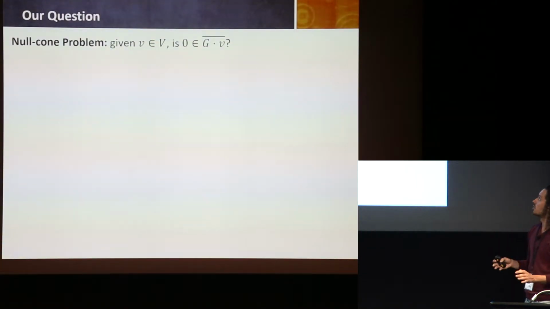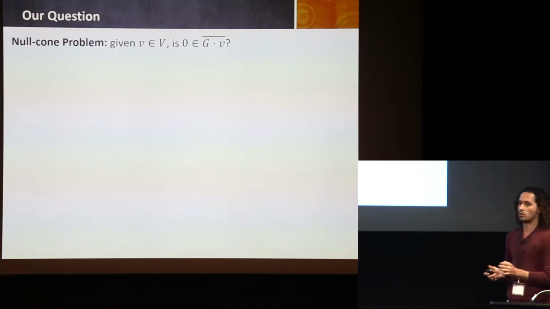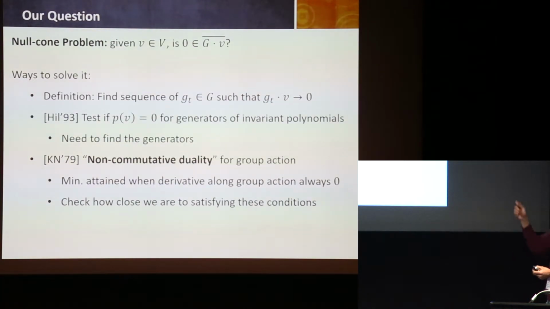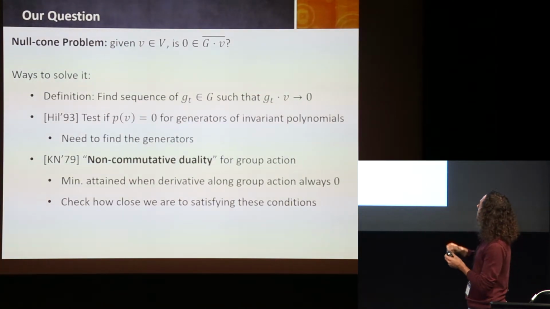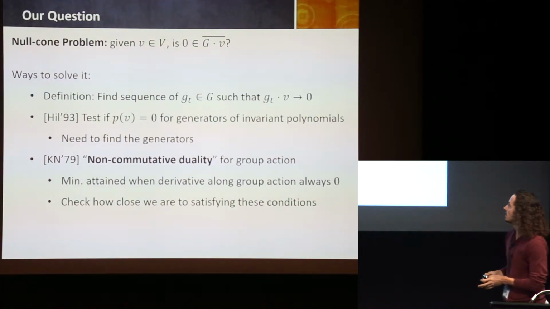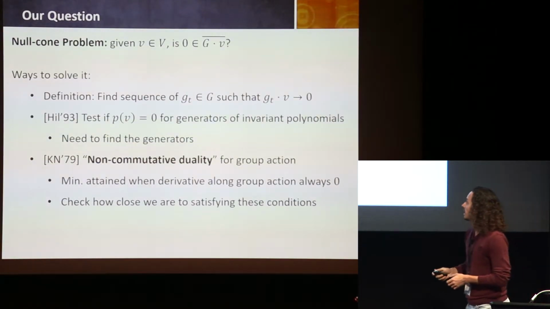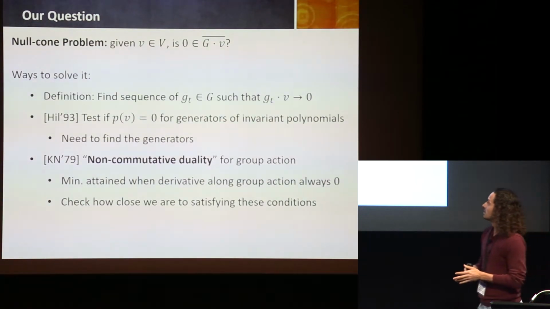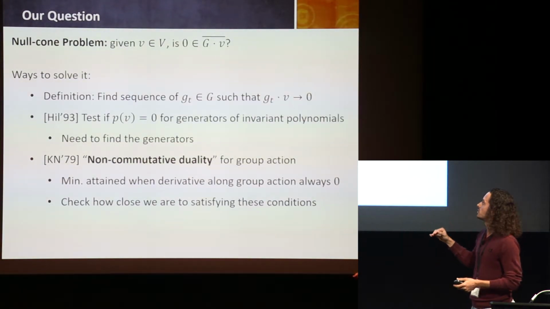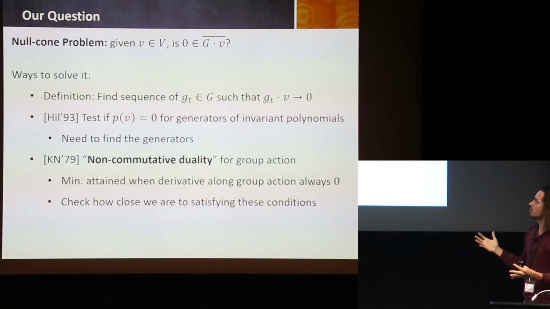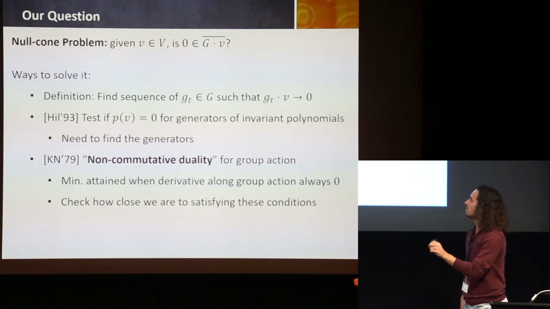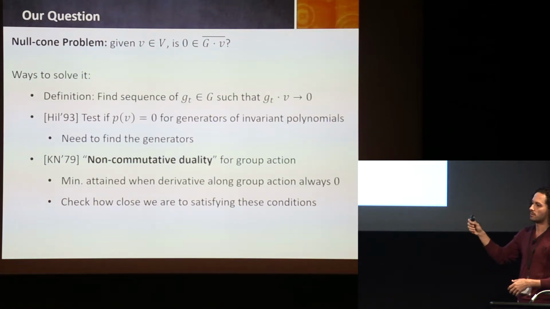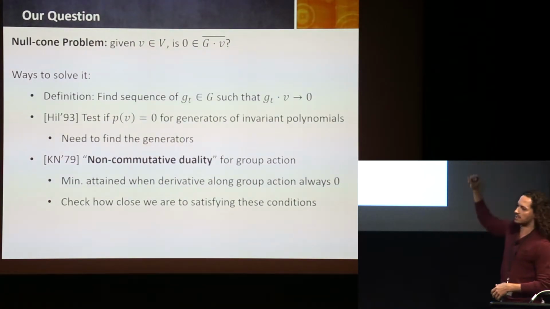So here's our question. Null cone problem. Given V in the vector space, is 0 in the closure of the orbit over G? So there are ways to solve it. Well, by definition, you can just find a sequence of elements of the group which make V go to 0. That's by definition. And in 1893, Hilbert said that to solve the null cone problem is equivalent to just finding generators of the invariant polynomials and testing if V vanishes on all of these invariants. So just find the generators and test if V vanishes on all of them.